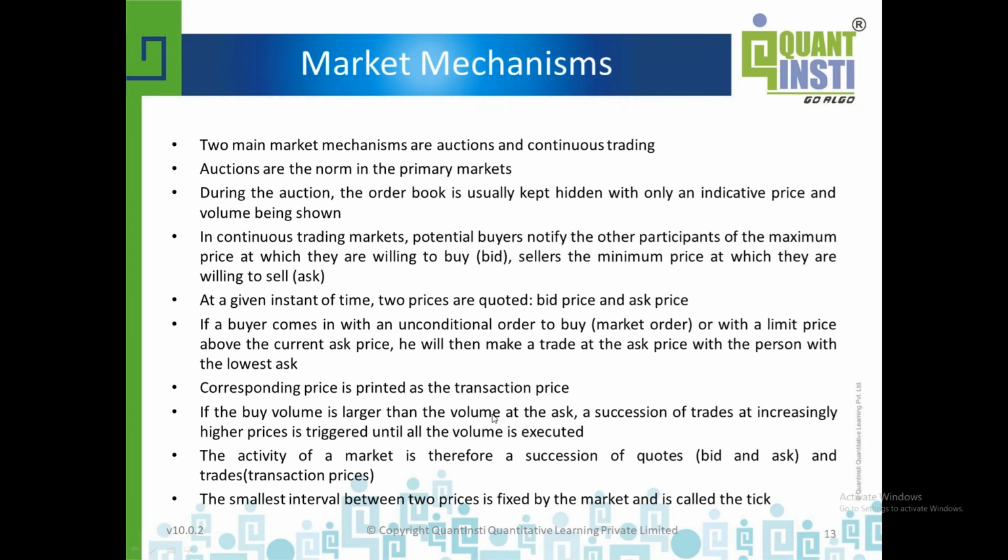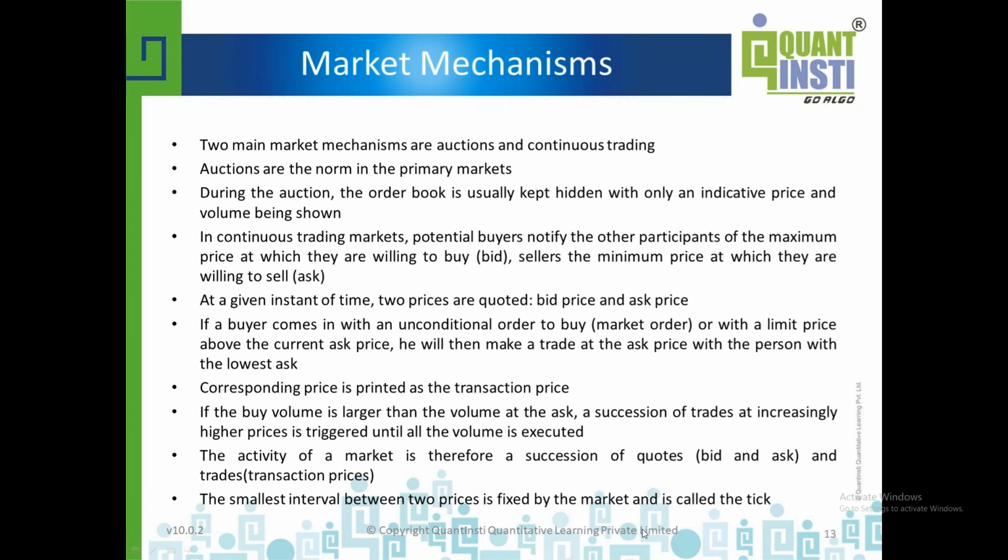Now, the smallest interval between two prices is fixed by the market and is called the tick. This is different from the tick by tick data. That tick was simply an instruction to the exchange, but the same word tick is also tick size. What is the tick size in the exchange? That is the smallest interval between two prices, right?